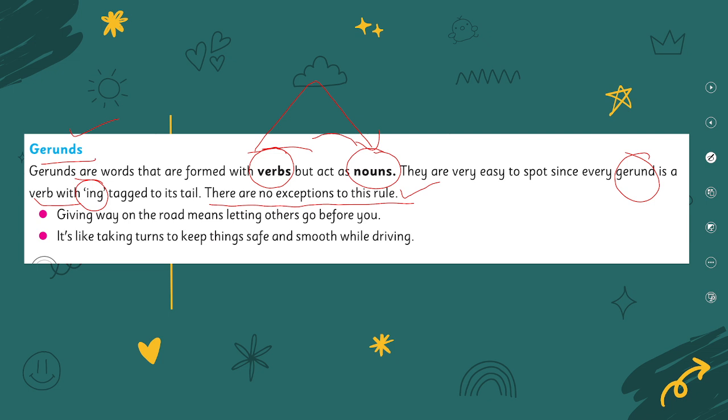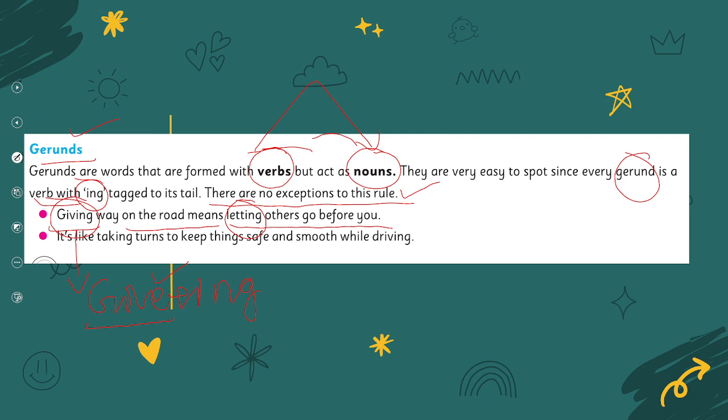Now, if you take some examples from the main lesson, you can say that giving way on the road means letting others go before you. Now, we are spotting some words ending with ing. It is giving and letting. Now, if I take the word give, I know that give is an action, it is a verb. But if I eliminate e and add ing, then this will become a gerund. It is a verb, but it is acting as a noun.